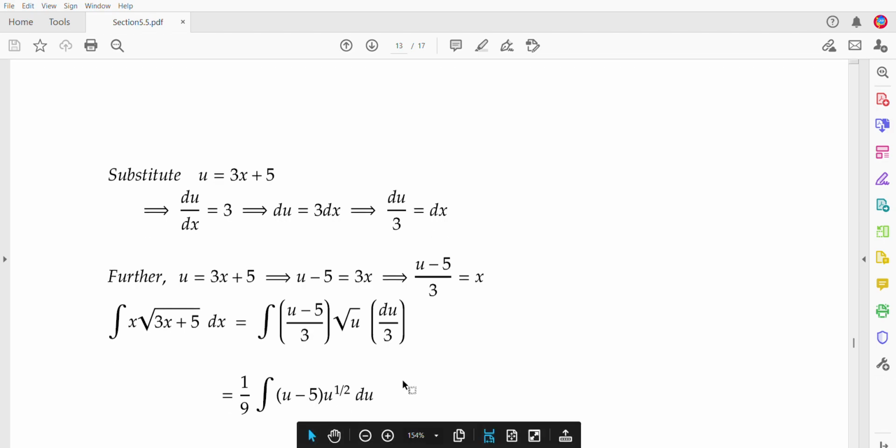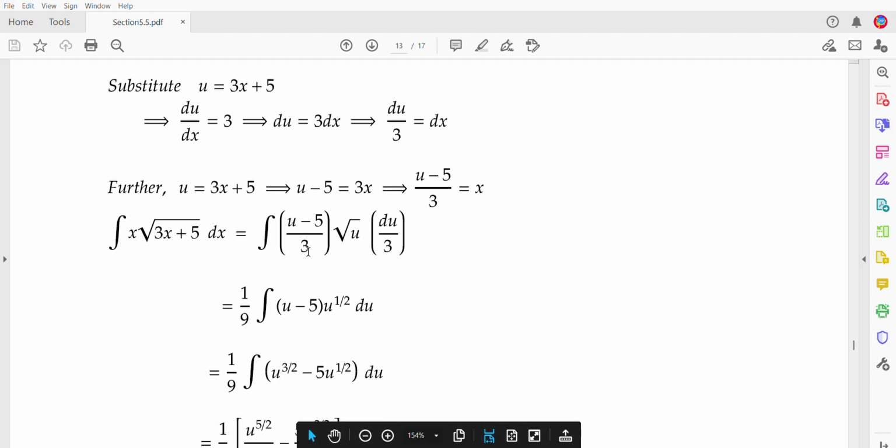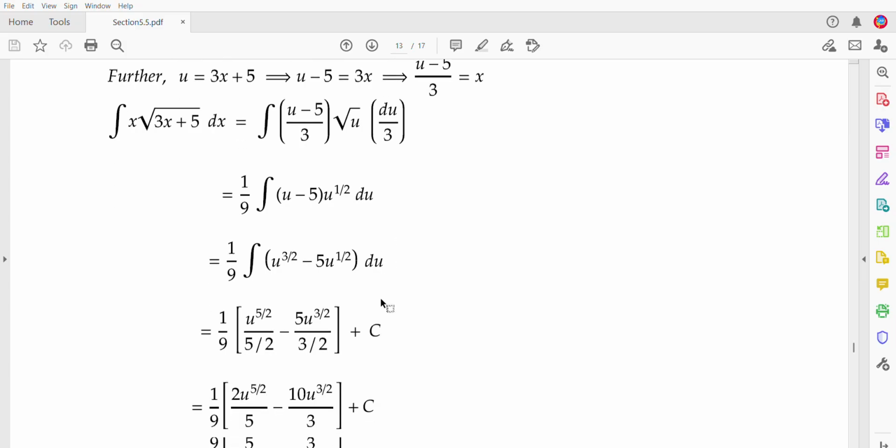Get things together. 3 times 3 is 9 in the denominator. We got it out. u minus 5 is inside. Square root u is u to the half. du is du. Just as in the previous problem, distribute. u times u to the half is u to the 3 halves. 5 times u to the half is 5u to the half.